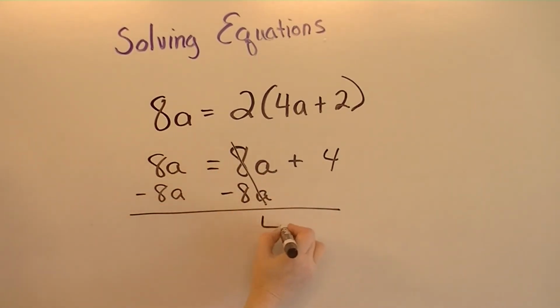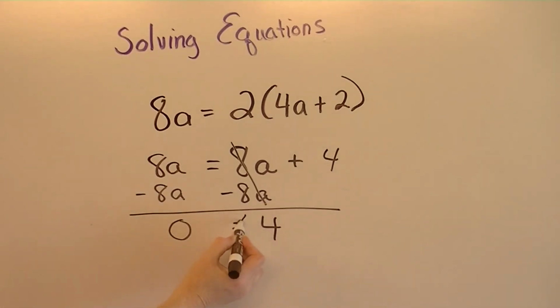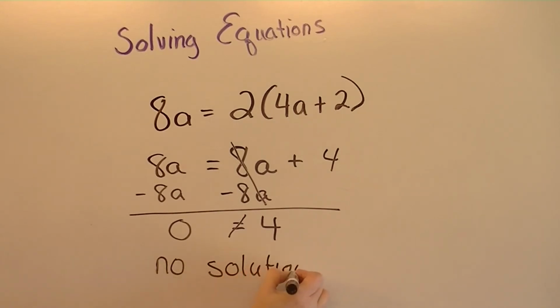Those cancel out and leave me with 4 and my equal sign. And 8a minus 8a is actually 0, and I have to put something on this side, so I'm going to write the 0 here. Now, 0 does not equal 4, so you would slash through the equal sign, which means that they're not equal. And this particular problem has no solutions. And we're going to take a look at another problem that has all numbers as a solution.